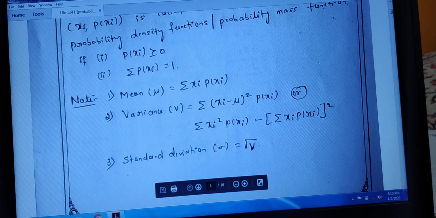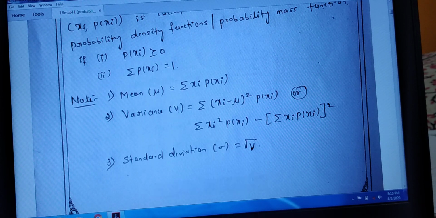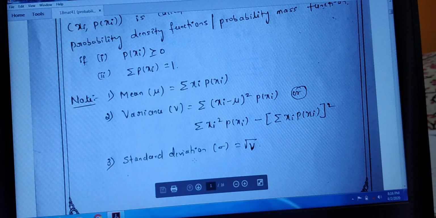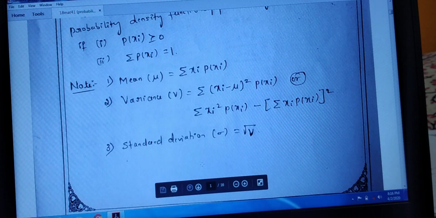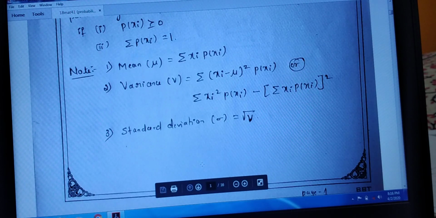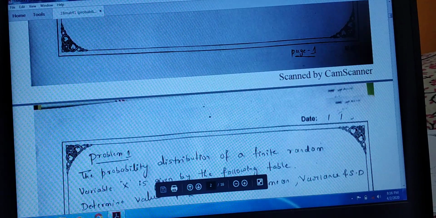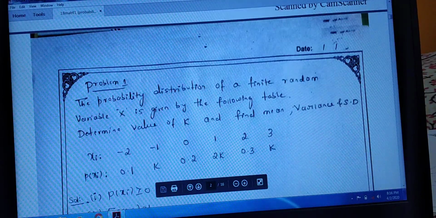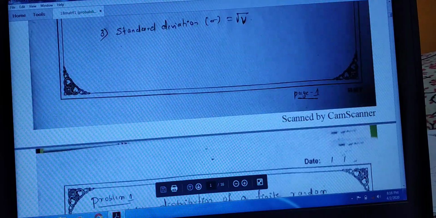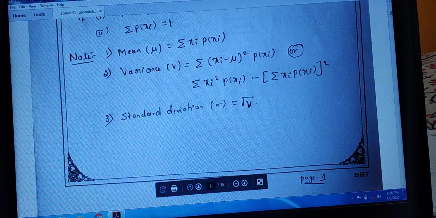In the notes which I have sent previously, we have the derivation for mean, variance and standard deviation, so you can go through those notes for further study. Next, we are going to start with the problems based on these three formulas.